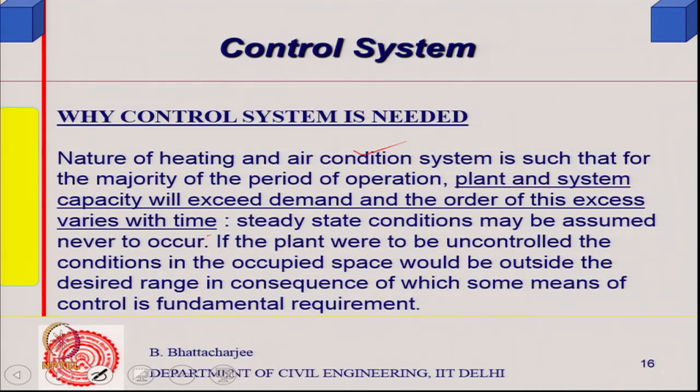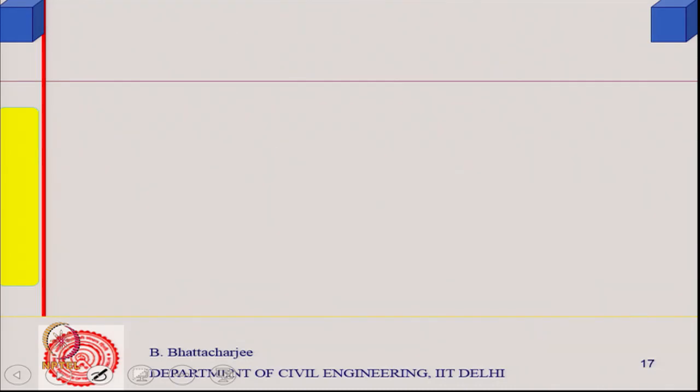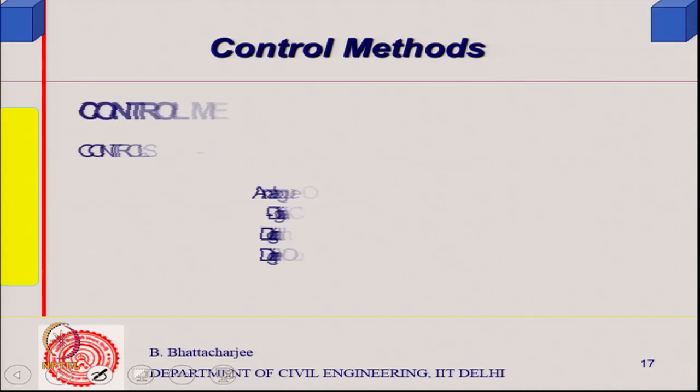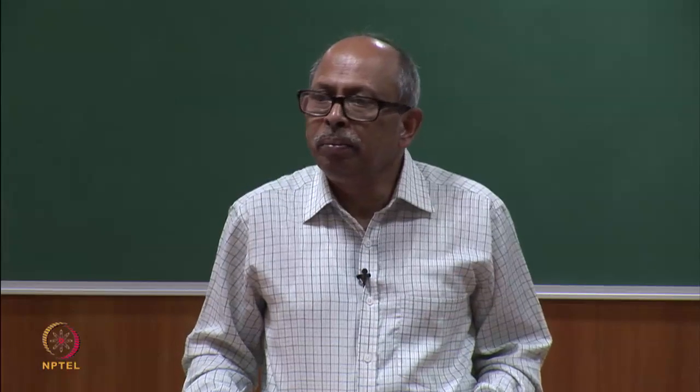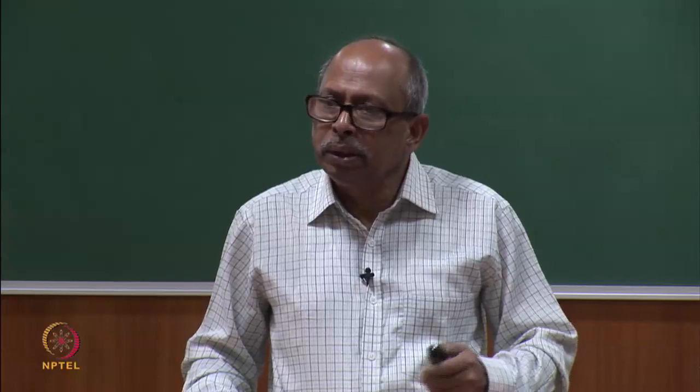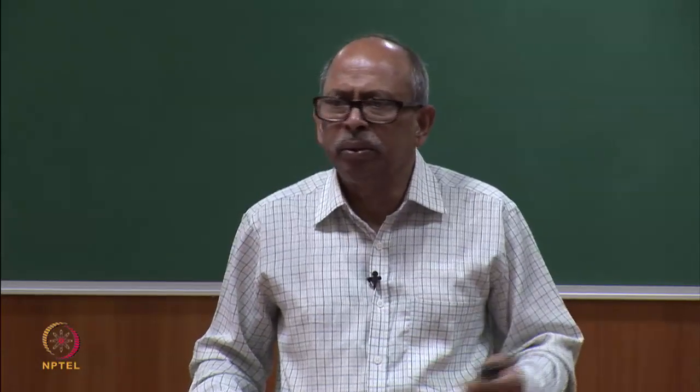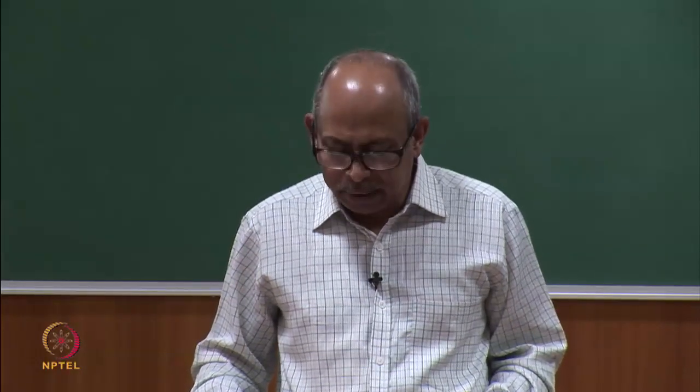If the plant were to be uncontrolled, the condition of the occupied space would be outside the desired range, and as a consequence, some means of control is a fundamental requirement. So, that is what we have seen earlier also. Various types of controls are analog output, digital control, digital input and digital output. Essentially these are the systems that are available, but today everything is a digital system.